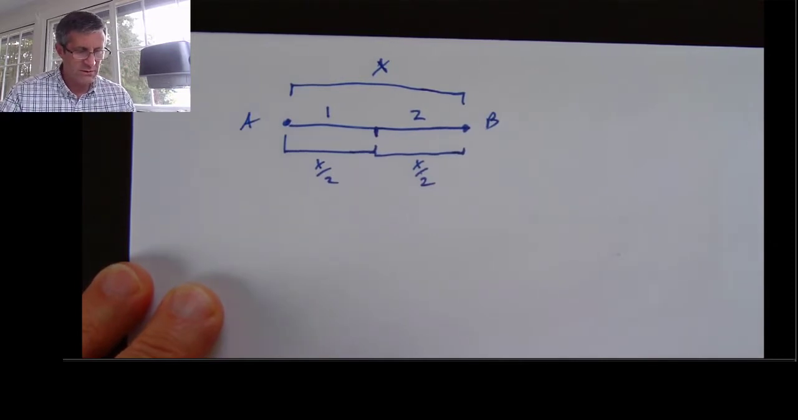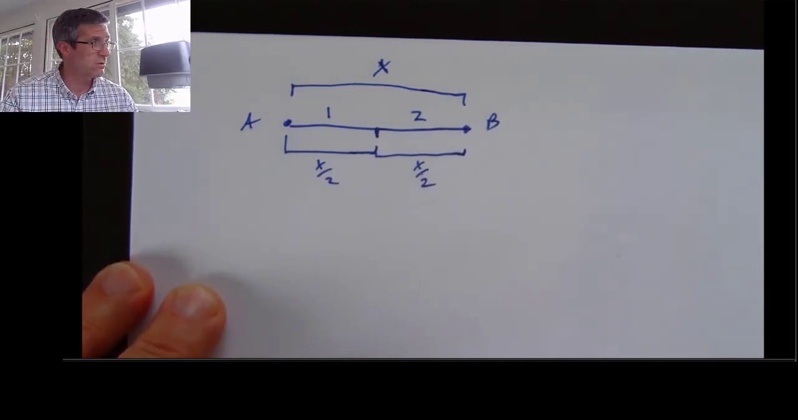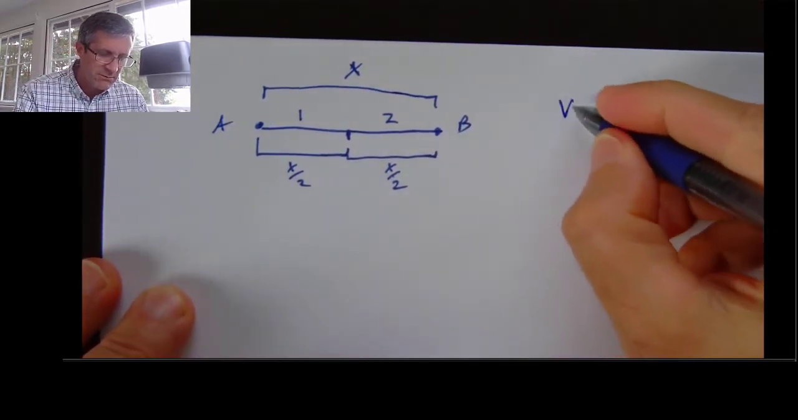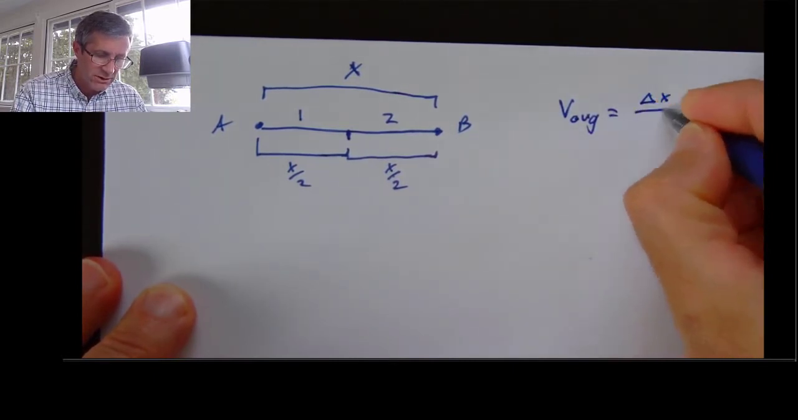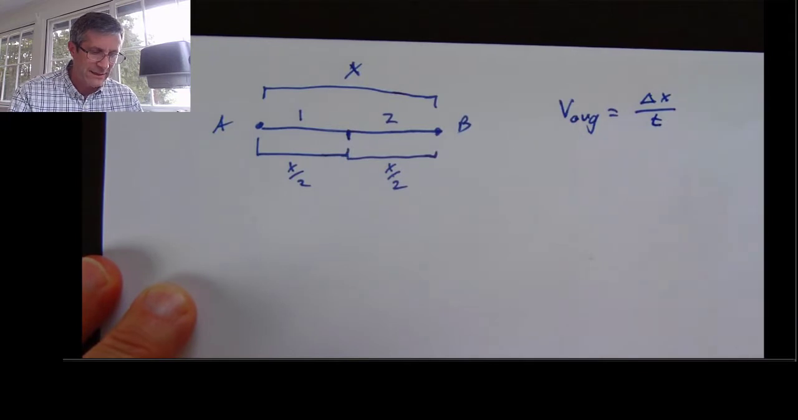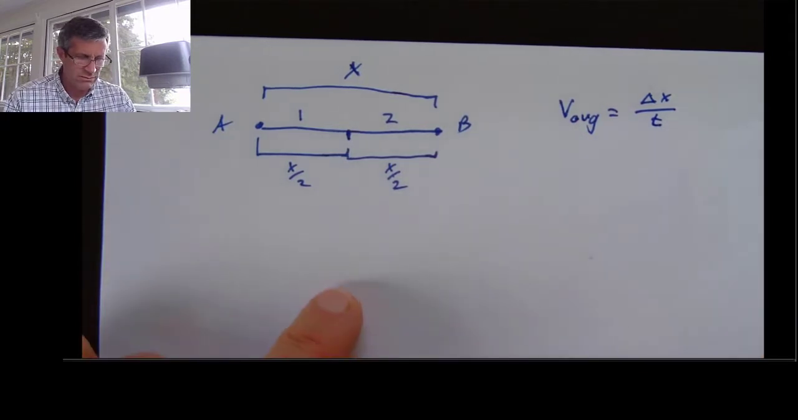The average speed between V1 and V2. Okay, average speed. So I want to be careful about this. My average velocity is going to be my total displacement divided by my total time. Well, what are they giving me?